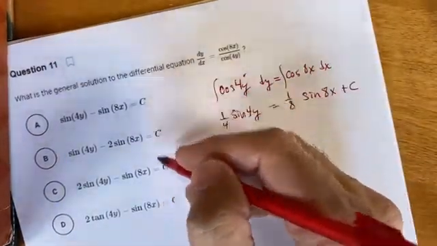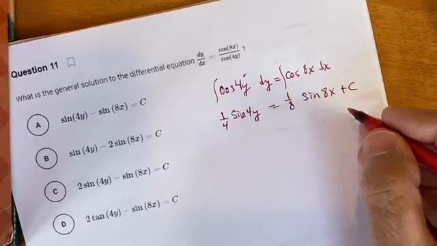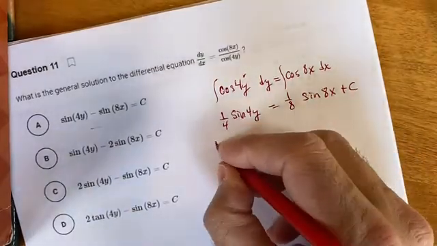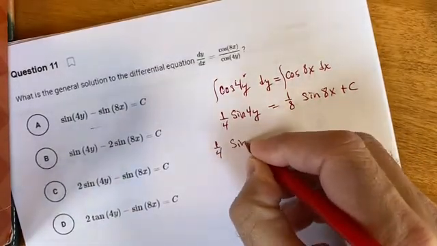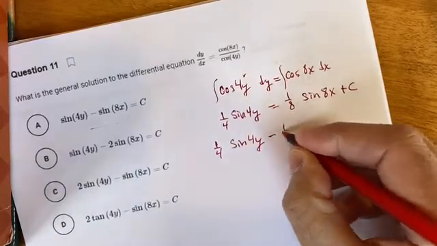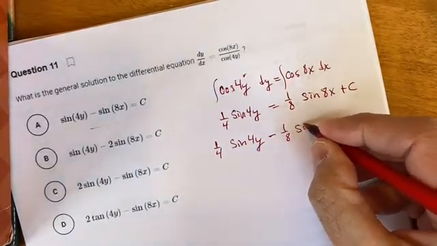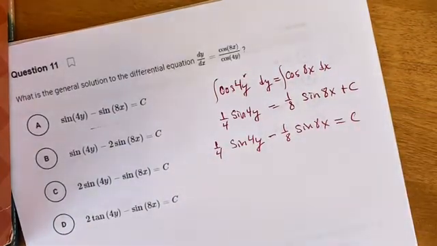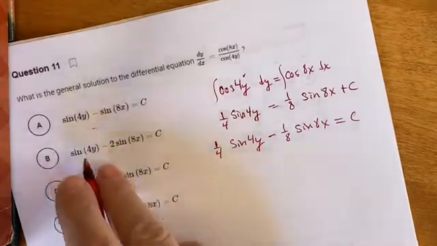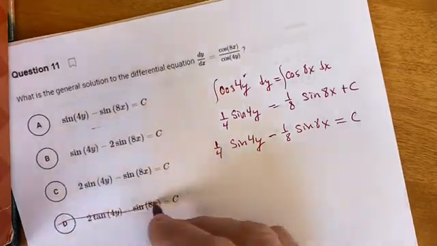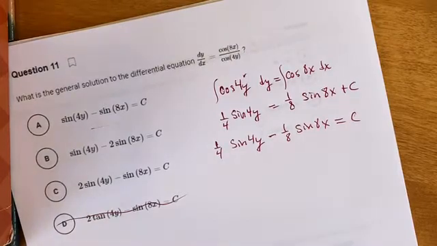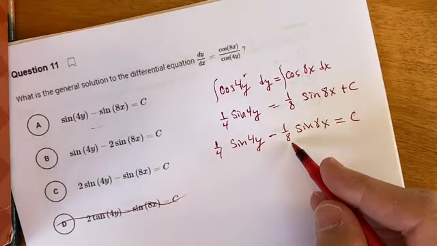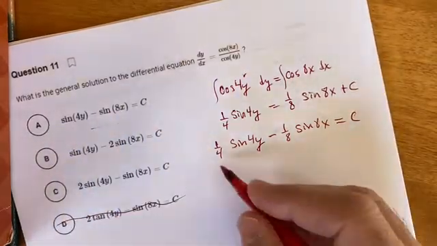And it looks like all these choices have equals c. And look, it's the subtraction of these, right? So it's 1/4 sine of 4y minus 1/8 sine of 8x equals c. And I don't see that anywhere, right? This has a tangent, it's not that one. But we can multiply both sides of the equal sign by 8, and then there won't be any fractions, because there aren't any fractions here.